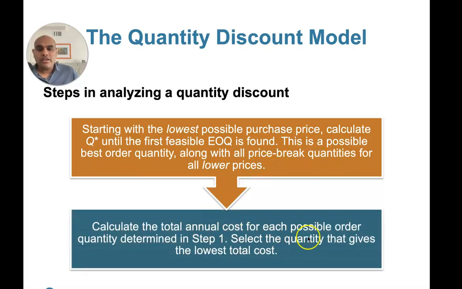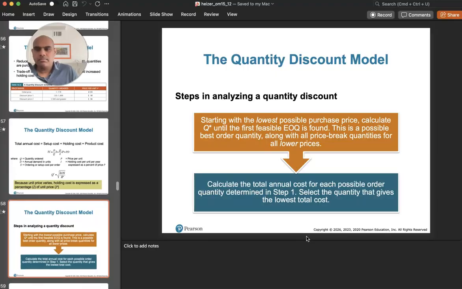Now calculate the total annual cost for all the different options that you're considering, and then whichever produces the lowest cost is the one that you choose. It's as simple as that, right? So let's implement this. I'm going to move over to an Excel file where I have these numbers here.